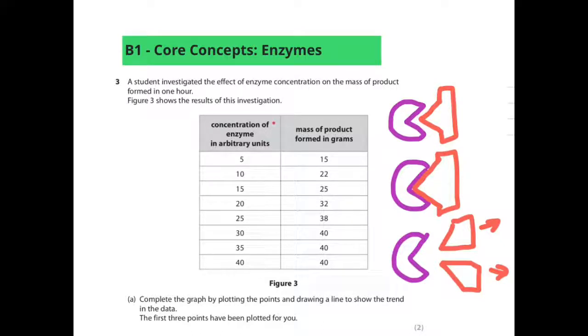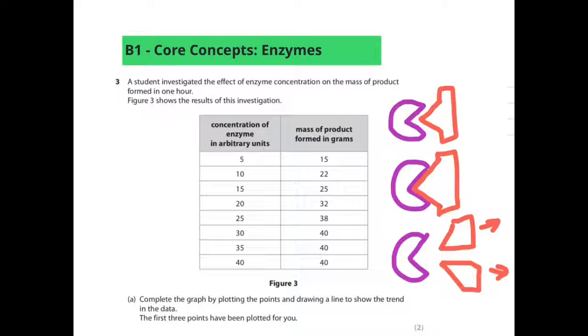And you can see here the independent variable. What we're changing is the concentration of enzyme. Arbitrary units means you just don't have to worry, you just assume they're in some suitable unit. And you can see it's going up in steps of 5. So 5 concentration to 10 to 15 to 20.